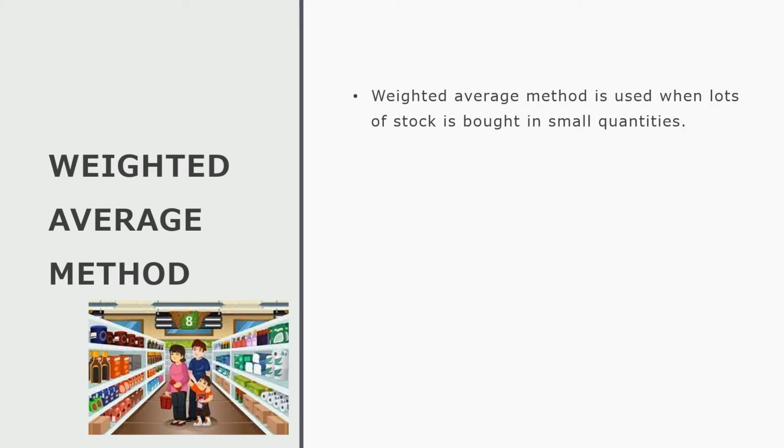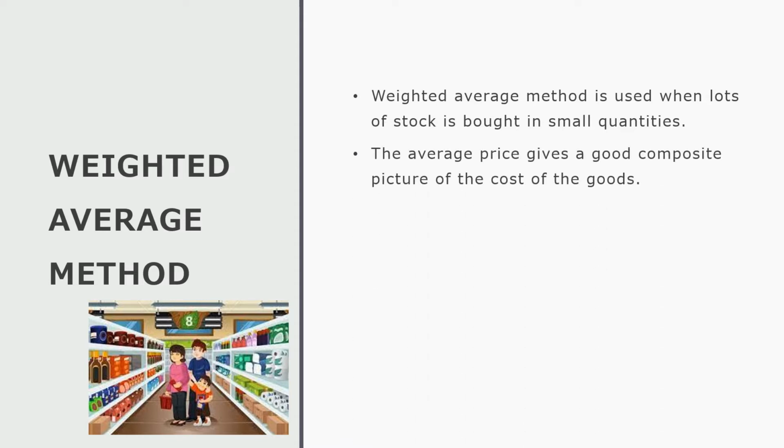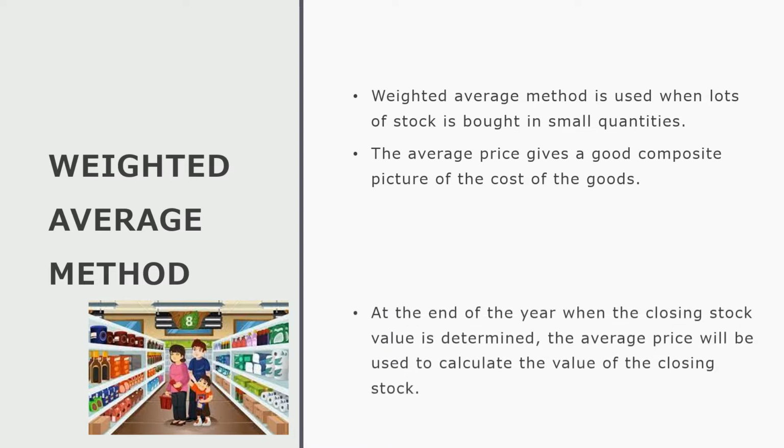Okay, so the weighted average method is used when there's lots of stock that is bought in small quantities. For example, in a grocery store, there's a large variety of different items that is bought, in small quantities, a little bit of this, a little bit of that, and altogether it makes up your stock. So the average price then gives a good composite picture of the cost of the goods. So we are basically going to average out the prices of all of these goods that we have bought.